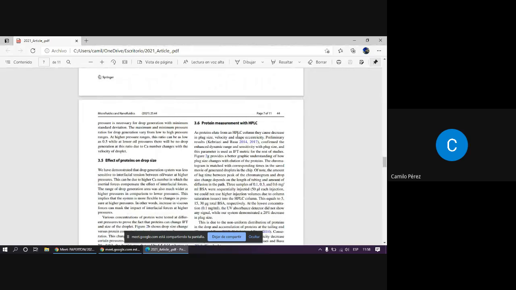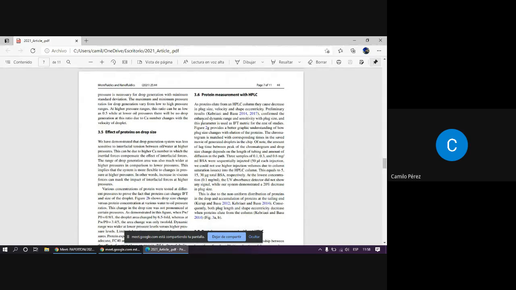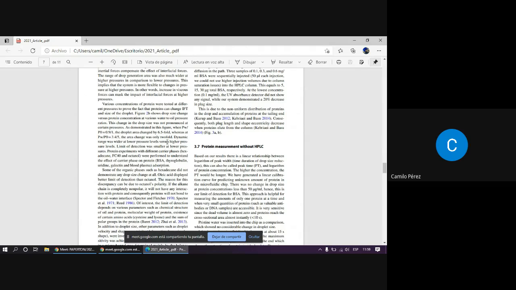After this, we compare that technique with HPLC and with normal techniques, for example ELISA or physical techniques, immunoprecipitation, right?